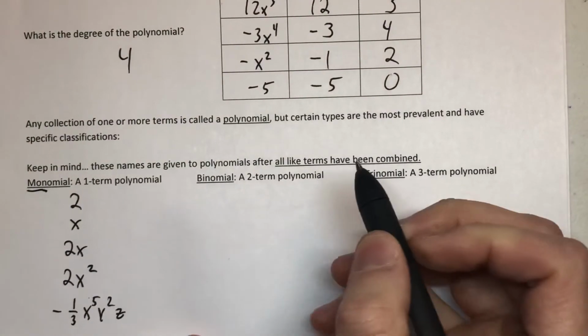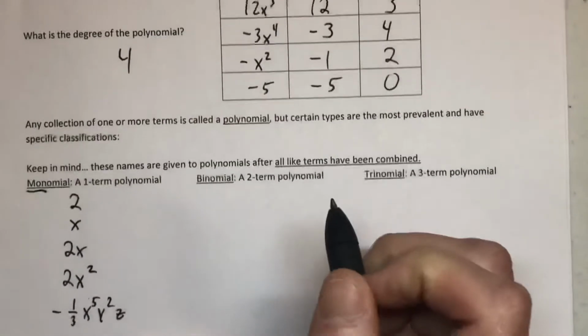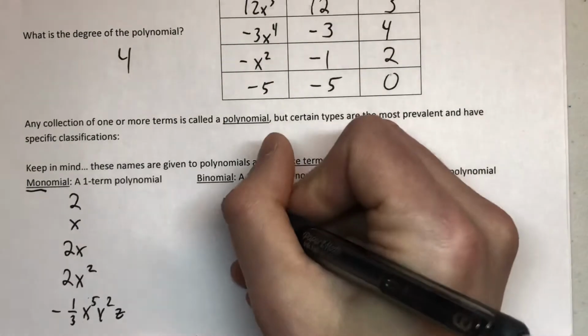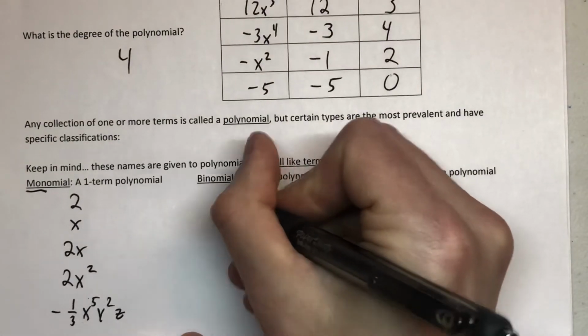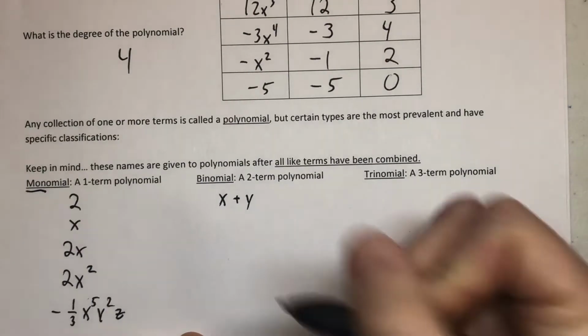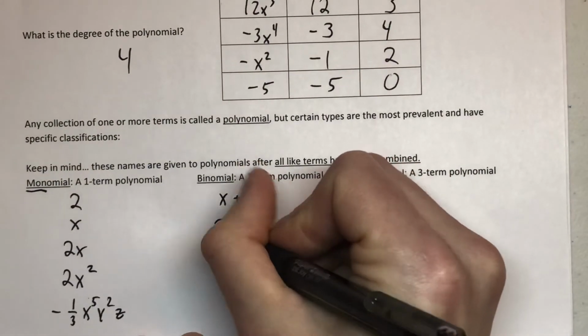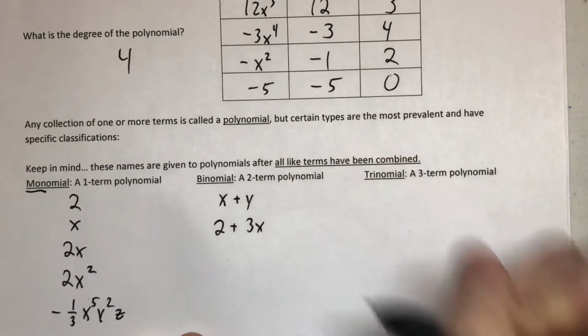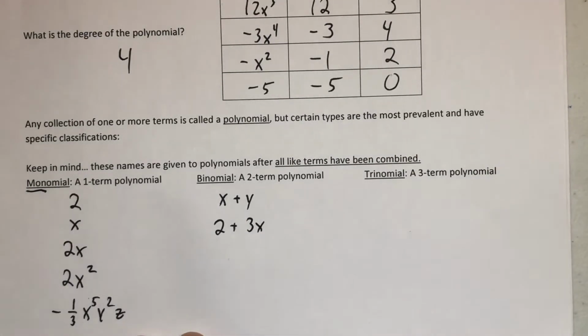Binomial, bi telling us two. But again, not like terms. So you might have something like two separate variables, like x plus y, right? Those are not like terms. Or you might have a constant and a variable term, like 2 plus 3x, right? Those are not like terms.